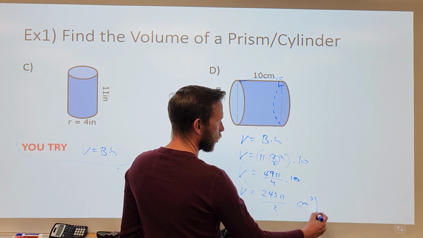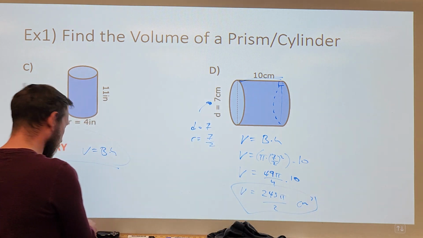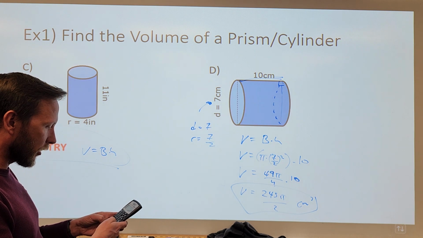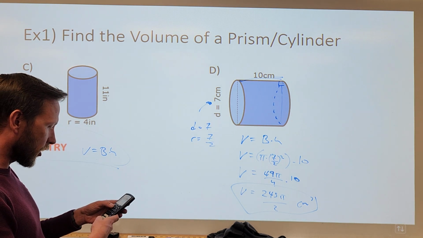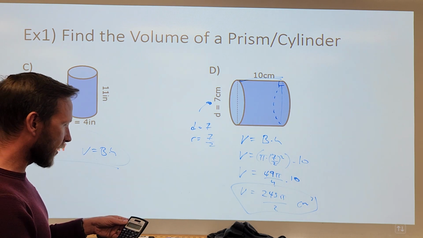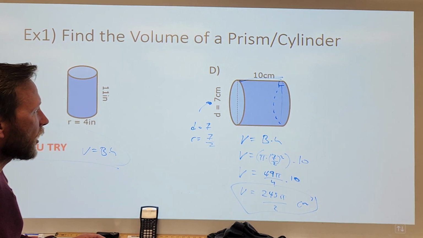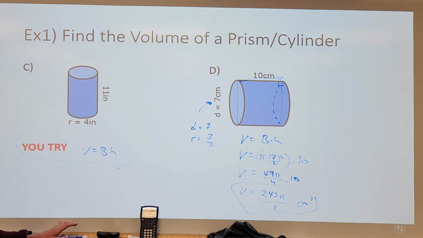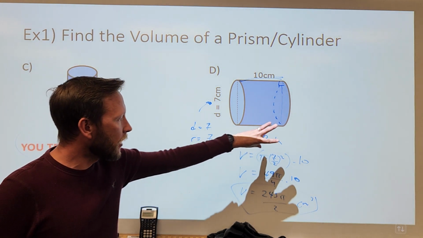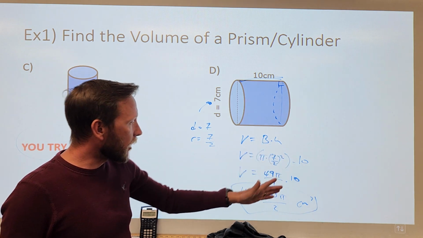Centimeters cubed. But now you guys are making me second guess myself, so let's make sure that I can take 49 divided by 4 times 10, and then change that into 245 over 2. Hey, I did my math right. Okay, good. So hopefully there you're able to execute the volume for a cylinder, finding the area of the circle, and then multiplying it by the height.